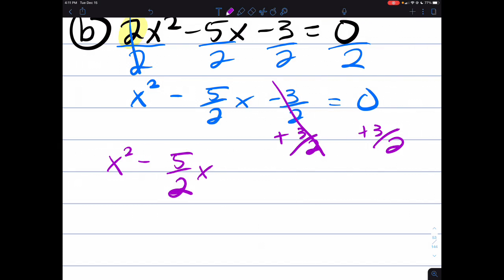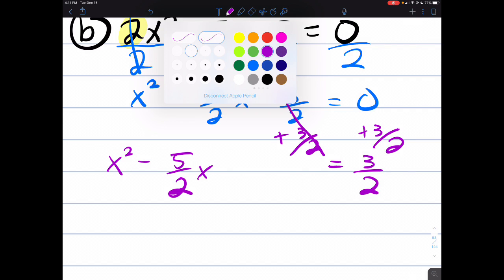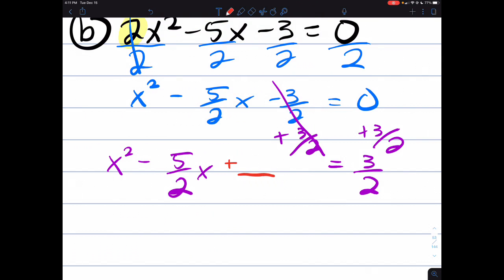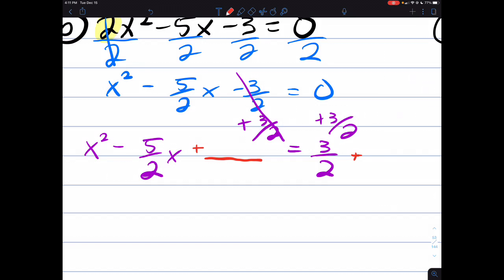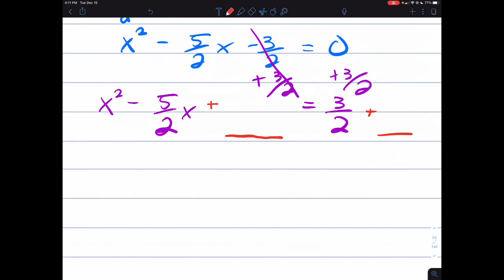You might have been tempted to make that a decimal, and you can. That might work in this case. Equals 3 over 2. So we need to figure out what number will complete this square here. And I have a feeling it's going to be fractions, so I'm going to leave my blank down here. So this one's a little tricky. 5 halves. Half of 5 halves. 2 times what gives us 5 halves? Well, that would be 5 fourths.